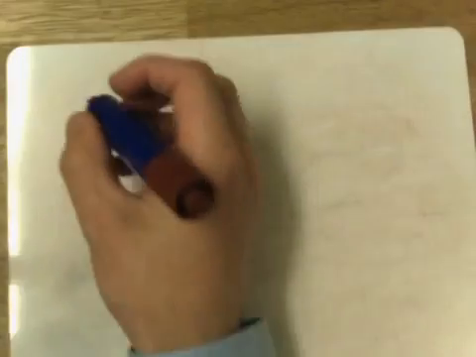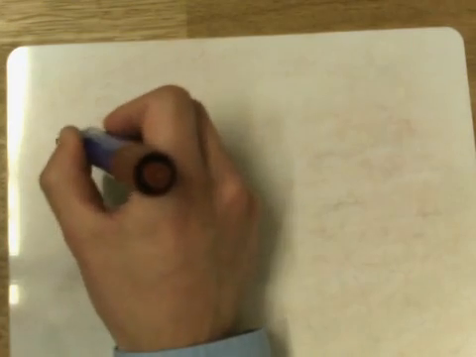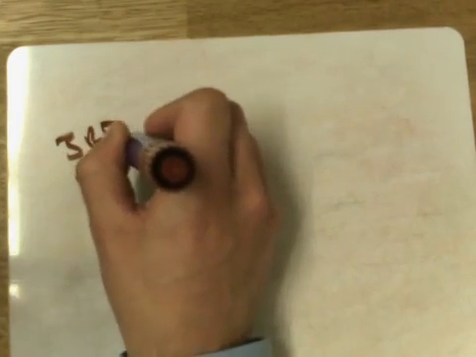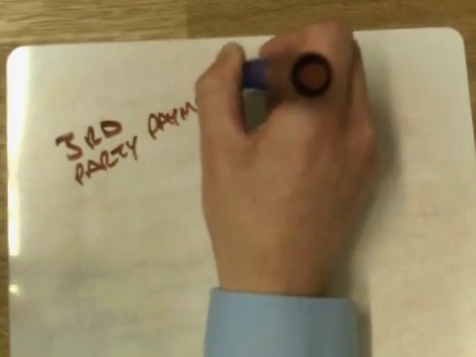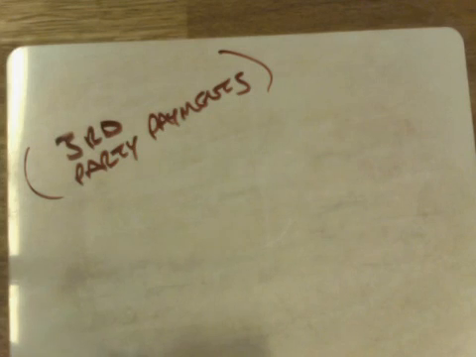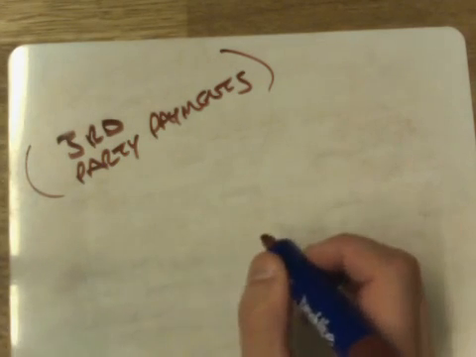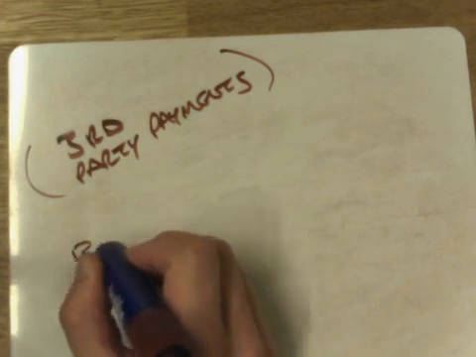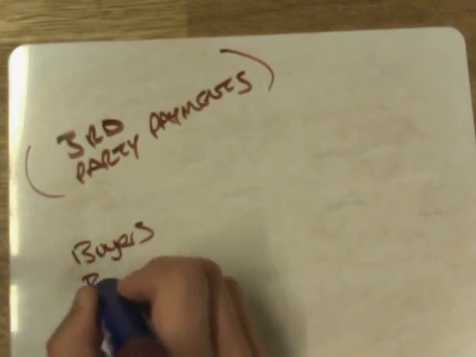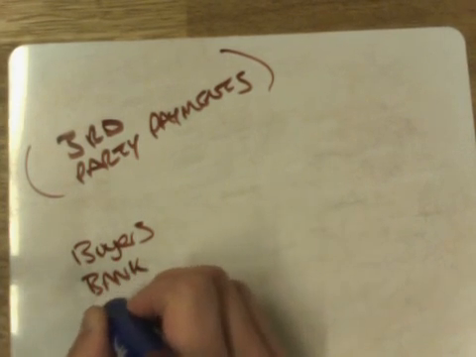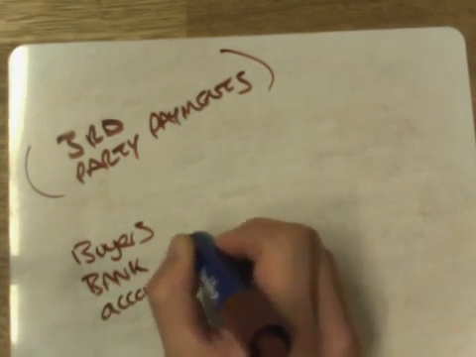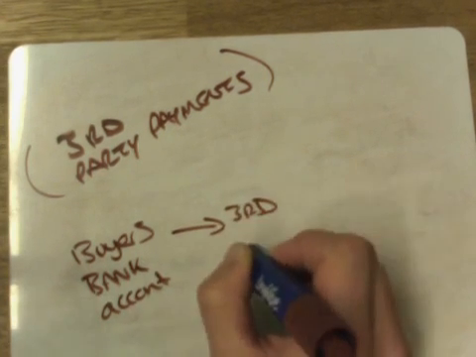The other one is third-party payments. So third-party payments is basically where, for example, you're using PayPal. This basically means that there's a third party that is involved in the process of the payments. So it's not made directly from the buyer to the seller. It's held and then someone else collects it. So for example, the buyer has their bank account details, and what they do is they give it to the third party company, and that tends to be things like PayPal.